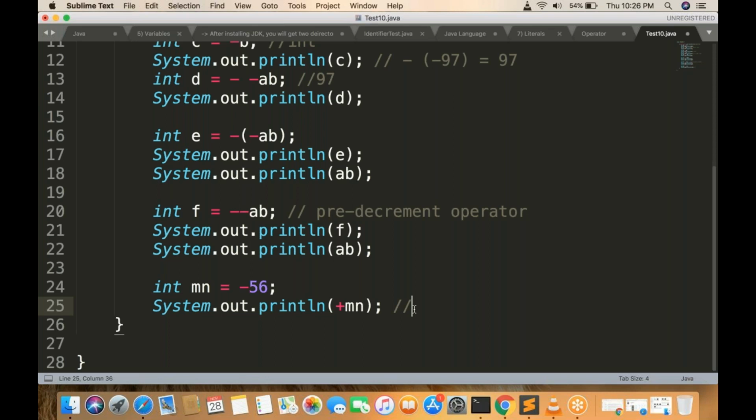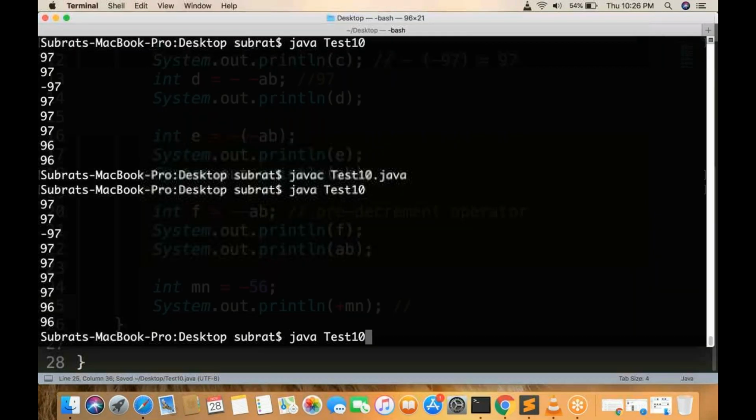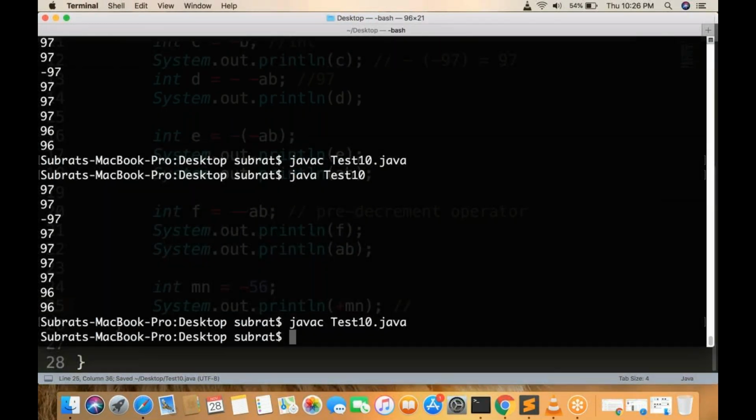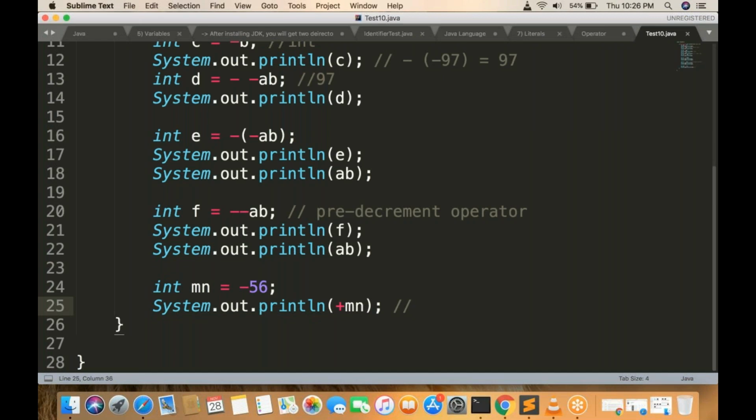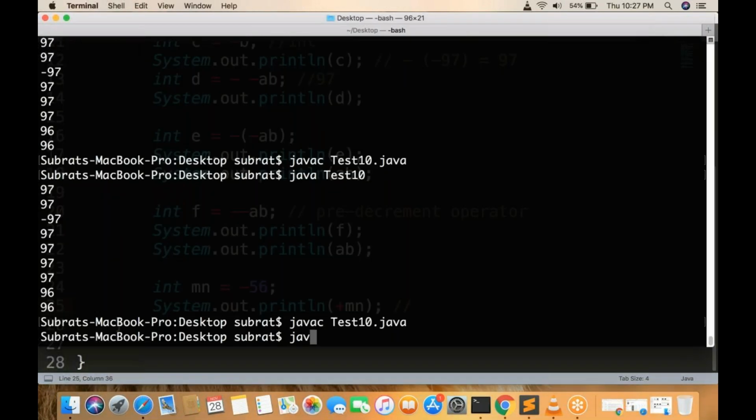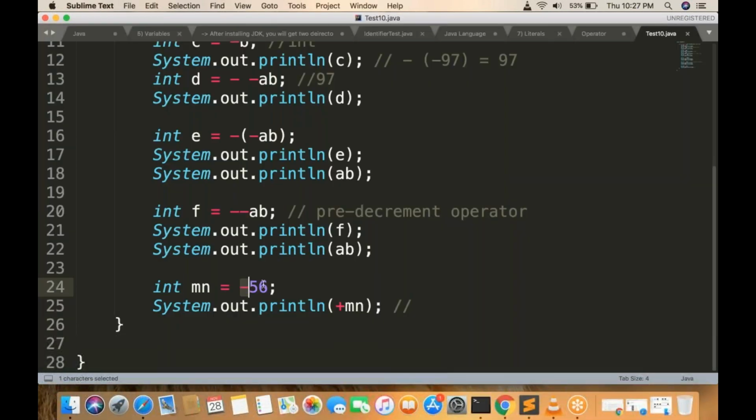Akansha is saying minus 56. And what about Abhinay? Error. Why error? What is the problem here? See, no error. Now tell me what is the output. It is minus 56 only. See here, minus 56.